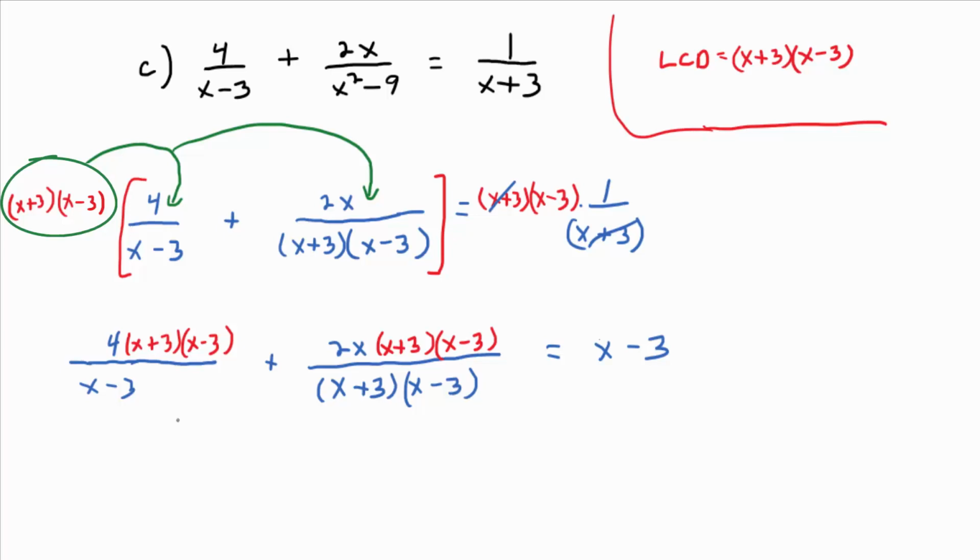Now, can you see what's going to go away? Well, in this first term, the x minus 3's will cancel, right? Does everybody see that? What about the second term on the left side? The whole thing is gone. Does everybody see that? Okay, so then we end up with 4 times the quantity x plus 3. I'm not going to do the distribution right now. Plus what? Just the 2x, right? Equals x minus 3.